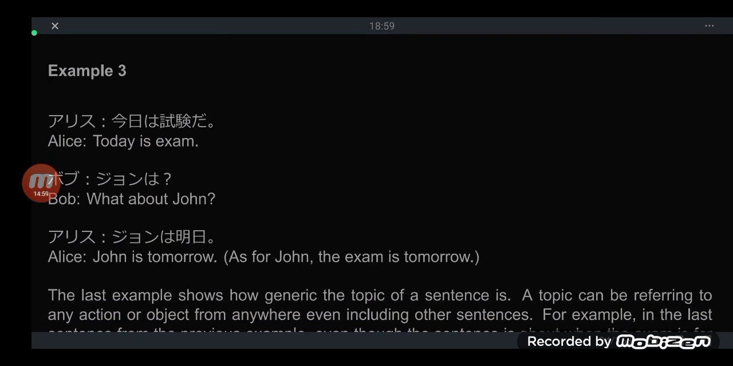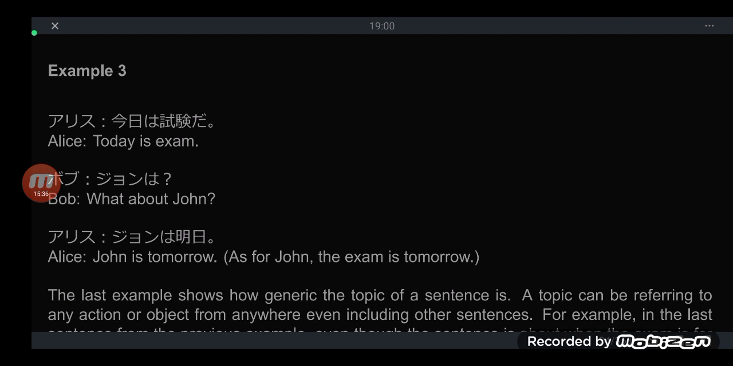So again, we learn by example. So for the third time, example again, Bob and Alice. Alice wa hanashimasu. So Alice is talking. Sorry. Alice says, kyou wa shiken da. So today is the scheduled day for the exam. Kyou wa shiken da. Notice when I say shiken, the letter i is almost silent.